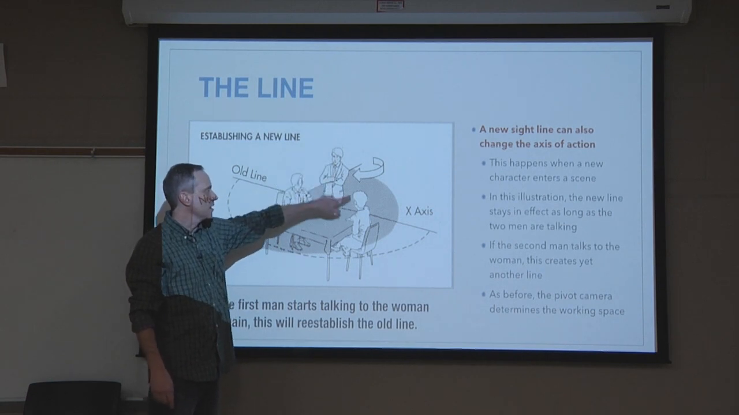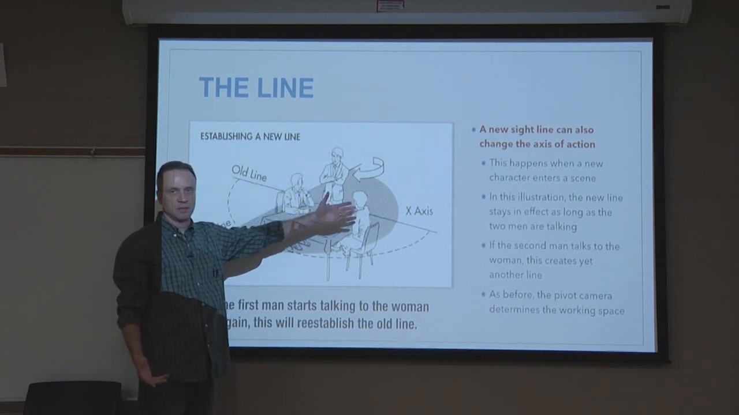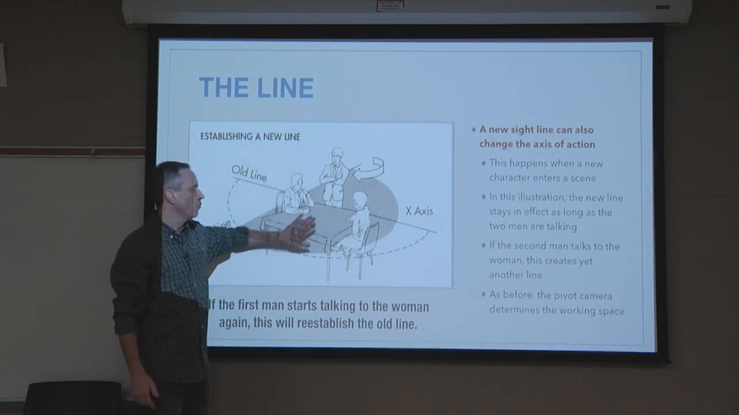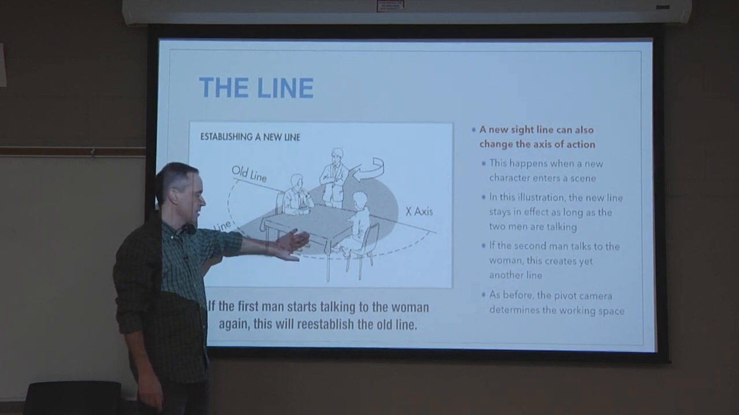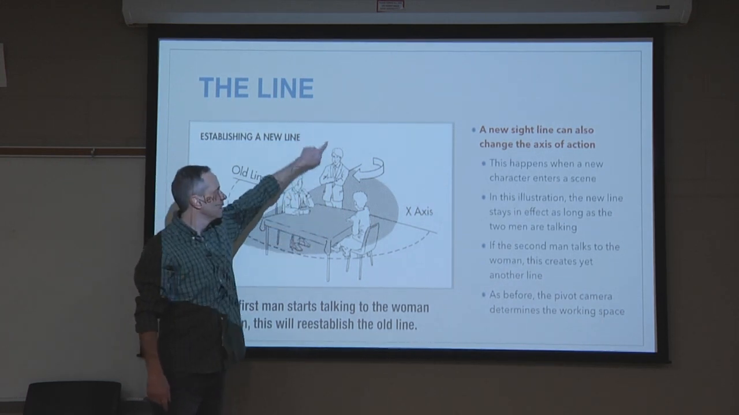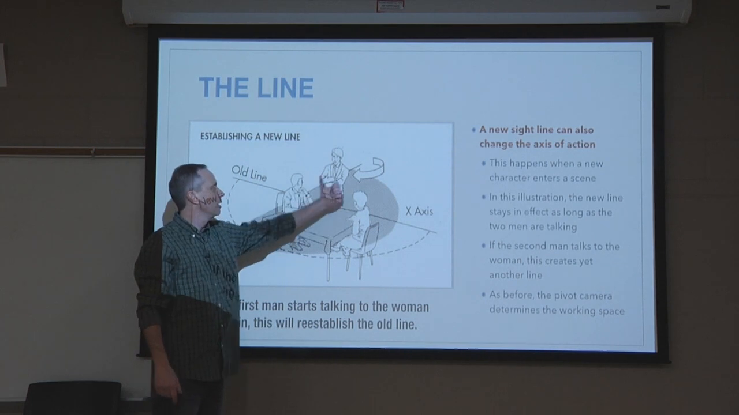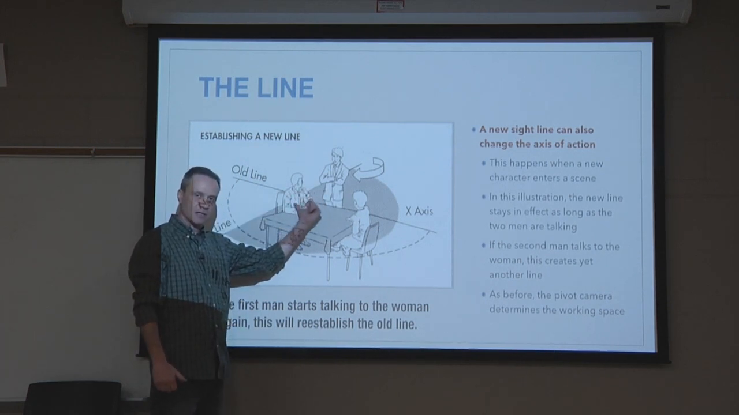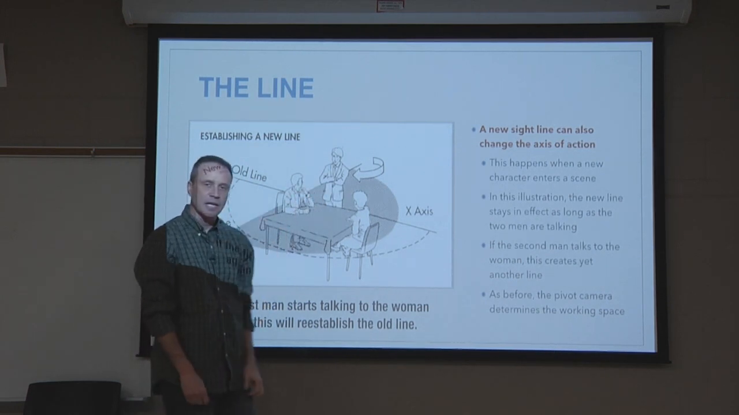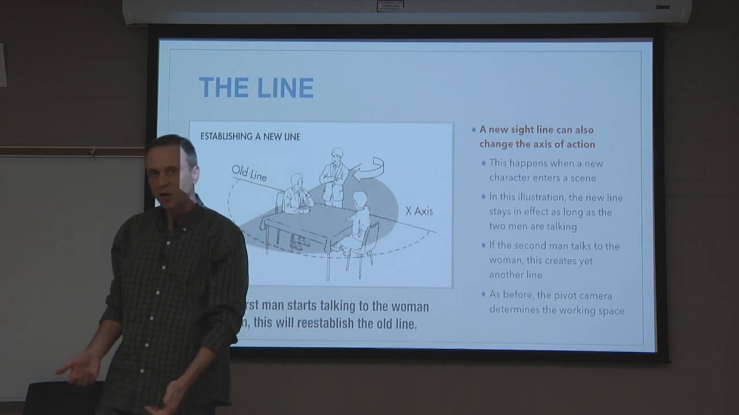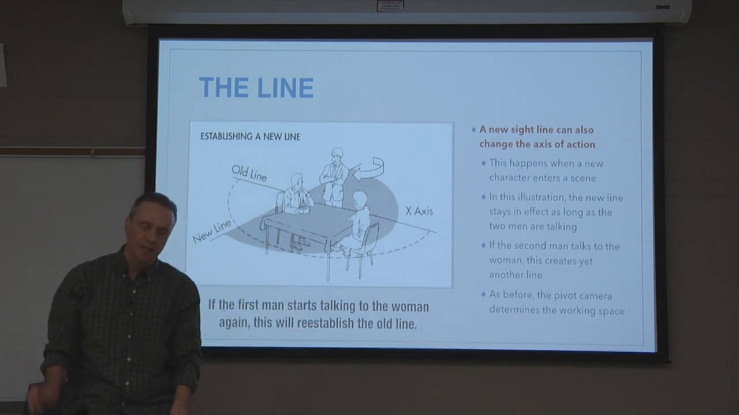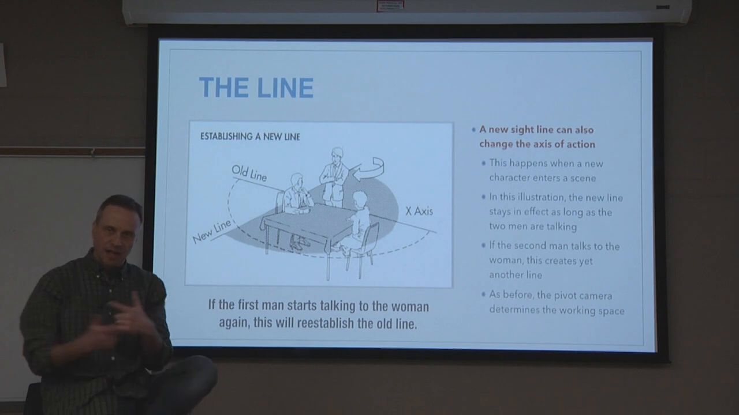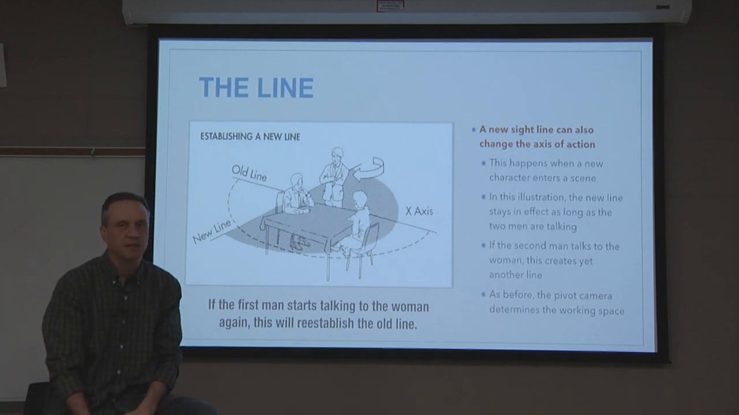If this man suddenly starts talking to the woman, it's the same thing, right? What's our pivot camera? Let's say it's this camera again. There's our line. All the shots need to stay on this side of the line. Anytime you get 3 or more people in a scene, that line is always going to be changing.